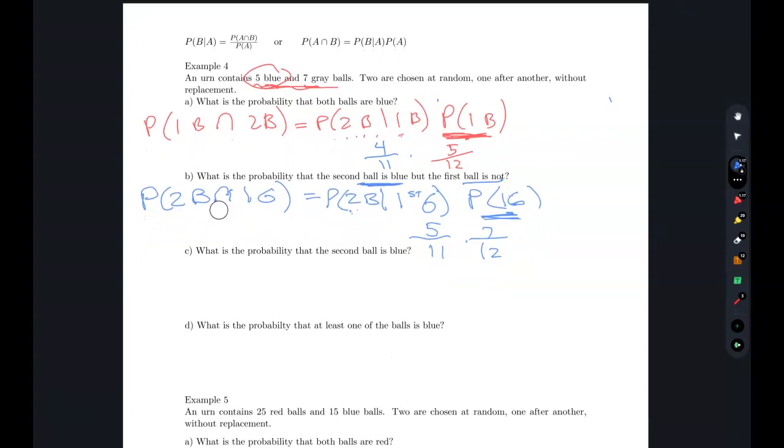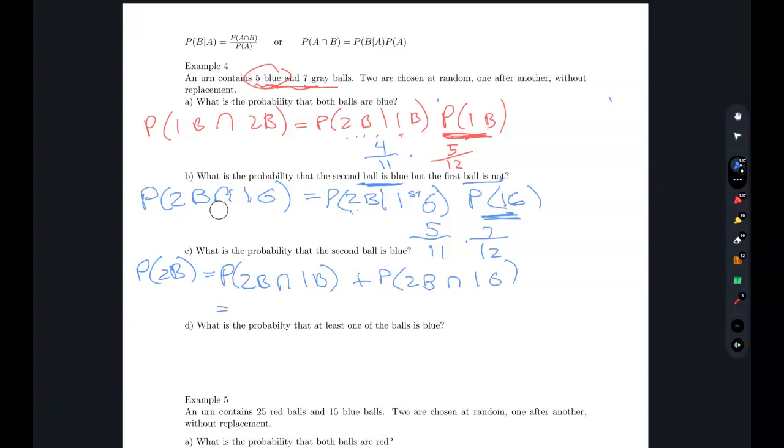Okay, so now I just want the probability that the second is blue. So there's different options, right? The second is blue, so I could have one of two cases. I could have the second is blue and the first is blue, or I could have the second is blue and the first is gray. And so I just have to figure that out.